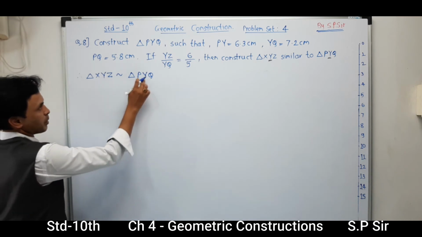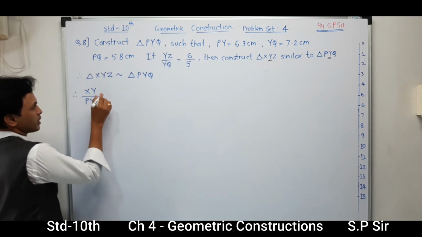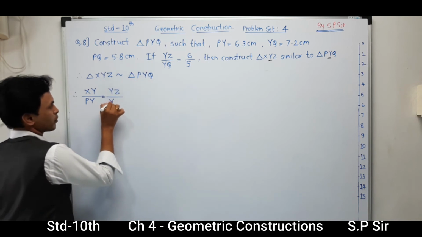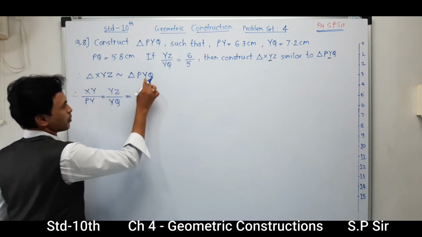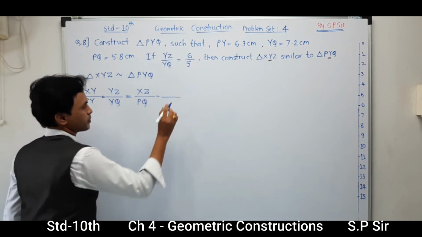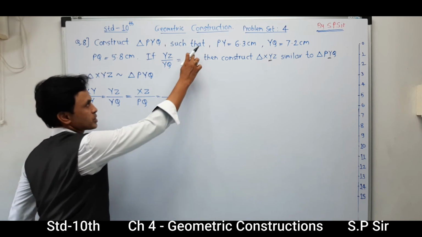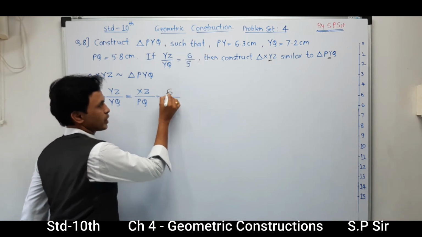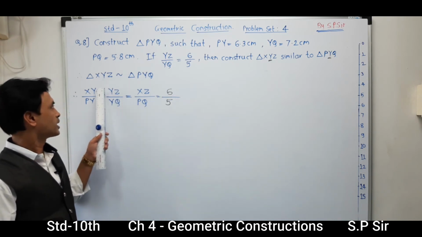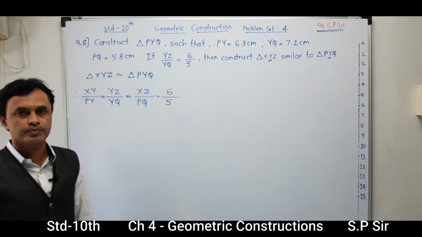So it becomes XY upon PY is equal to YZ upon YQ is equal to XZ upon PQ, and this value they have given: YZ is to YQ is 6:5. So remember, not only is YZ is to YQ 6:5, automatically XY is to PY also becomes 6/5, and XZ upon PQ also becomes 6/5.